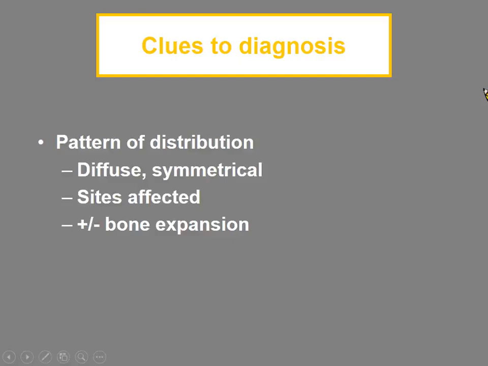Now, because the cause is something that is systemic, you find that in terms of the pattern of distribution, the changes tend to be diffuse and they tend to be symmetrical. The sites affected also provide a clue.